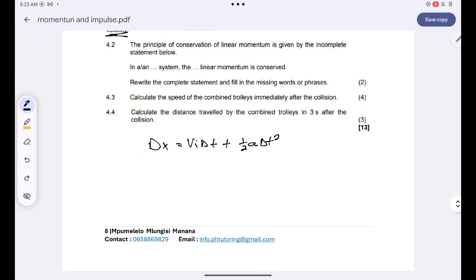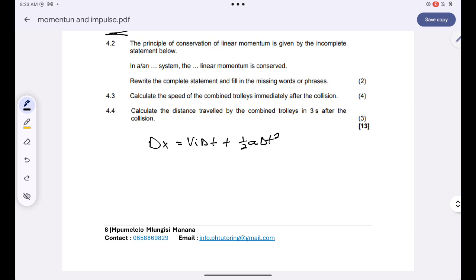Constant velocity, guys, simply means that acceleration is 0. Constant velocity also means that F net is 0. Constant velocity also means that work net is 0. And constant velocity also means that there is no change in kinetic energy.